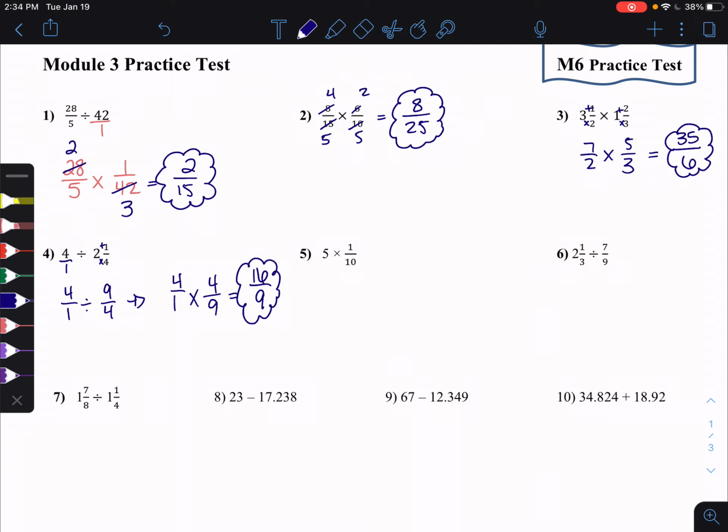Number 5, a whole number times a fraction, 5 over 1. 5 and 10 have a 5 in common. 1 times 1 is 1. 1 times 2 is 2.